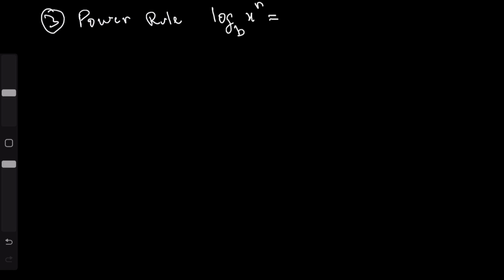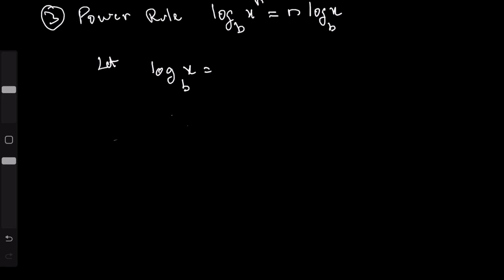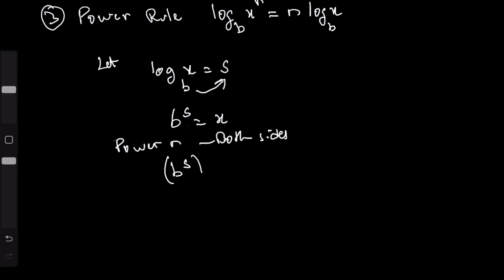And let's see the third rule, the power rule. Log x power n to the base b equals n log x to the base b. Let log x to the base b be s. So converting to the exponential form, b power s equals x. Let's raise the power n on both sides. B power s whole power n equals x power n, right? So it will be b power sn equals x power n. Then x power n will be b power sn.